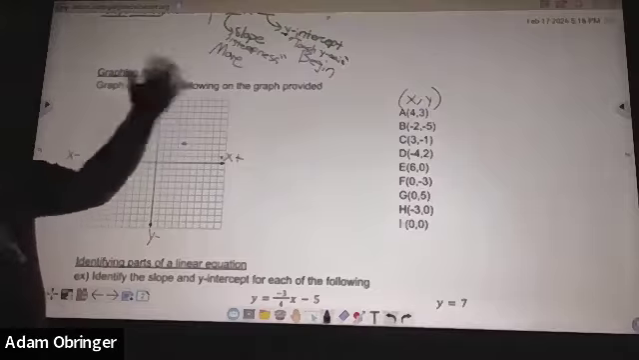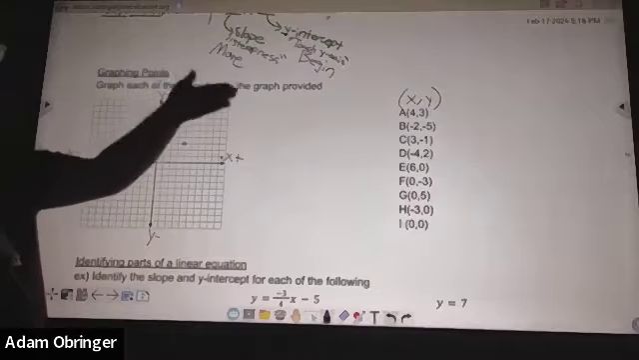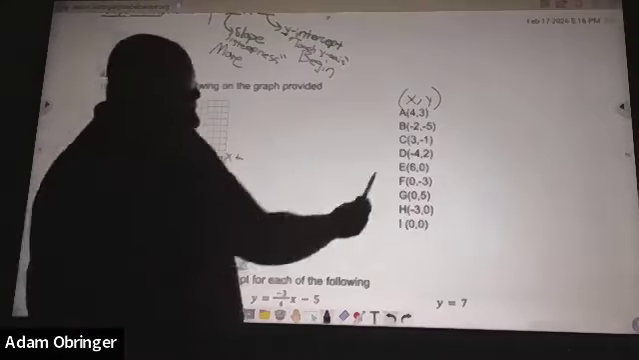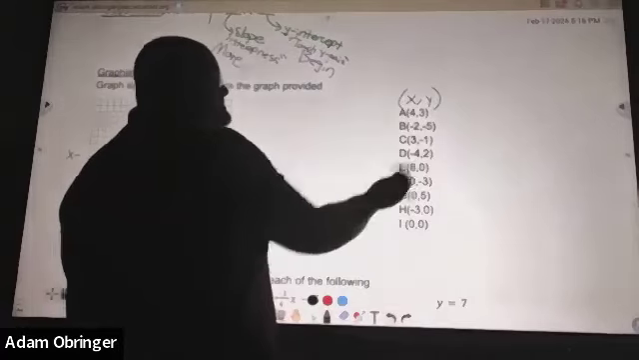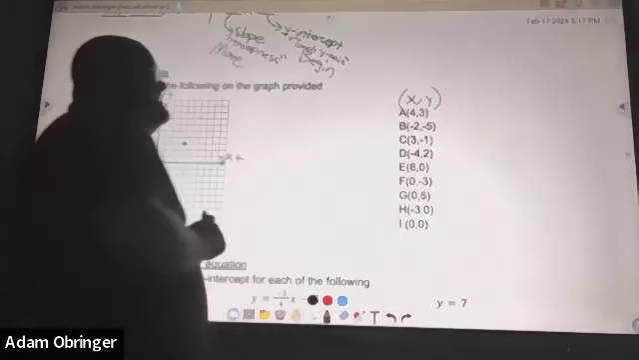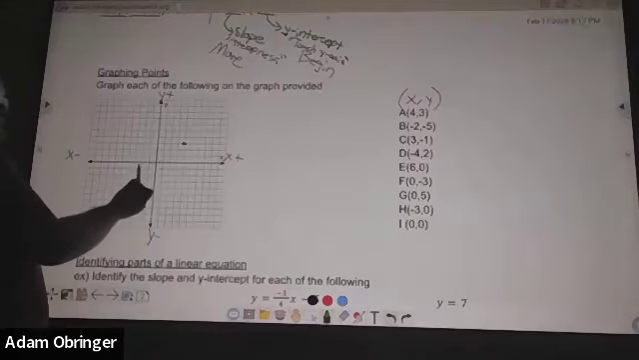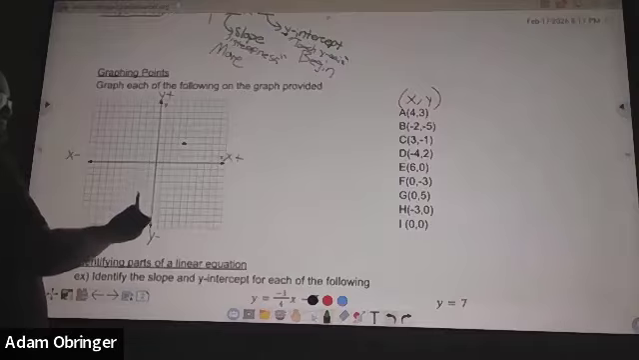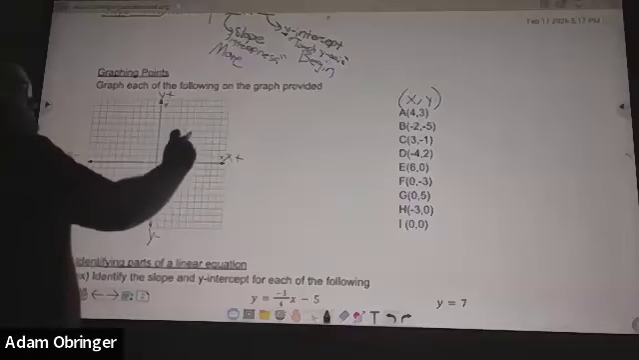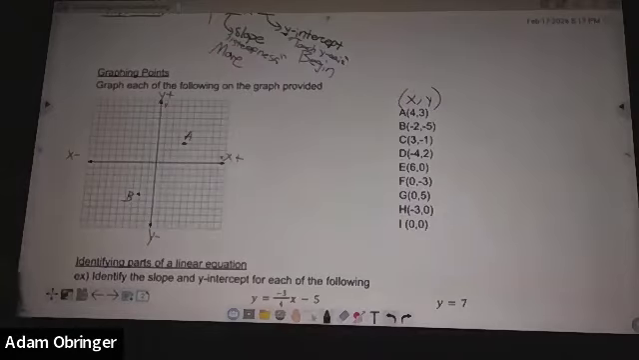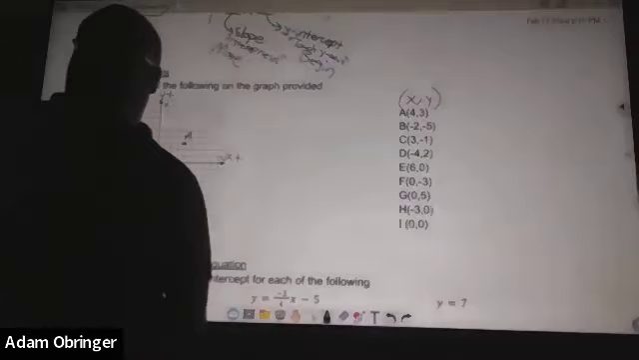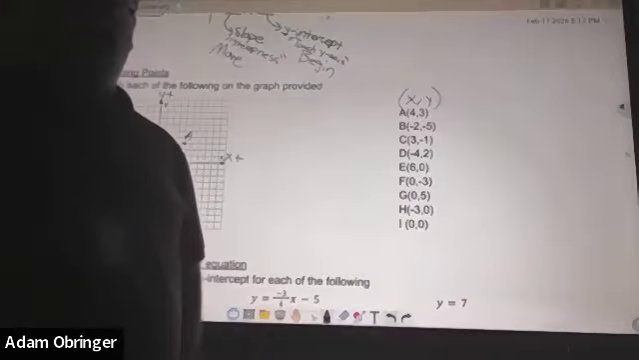So 4, 3. Next, we have -2, -5. Negative for x goes left. Negative for y goes down. So I'm going to go left 2, 1, 2, and then down 5. 1, 2, 3, 4, 5. Lost my spot there. So this one's B. This one's A. Feel free again to pause the video at any time if you want to take a moment to plot these points or if you just need to slow down.